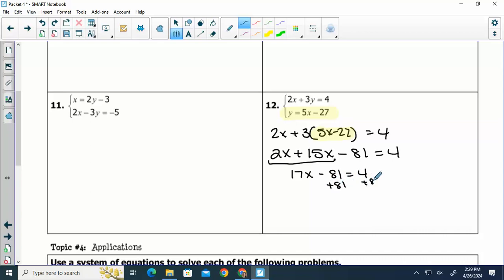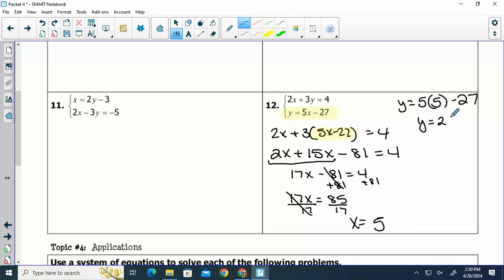Add our 81 to the other side. So 17x equals 85. Divide by 17, and x is 5. And once you have x, how can you get y? Plug it in. So either equation, I'll just go with the second one. y is 5 times x minus 27. So 5 times 5 is 25 minus 27. So we get negative 2.